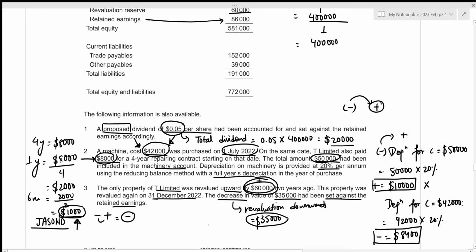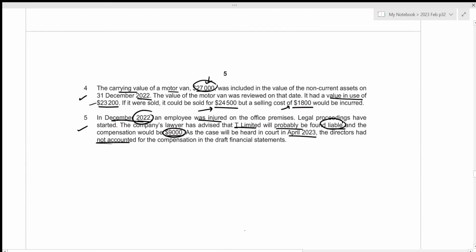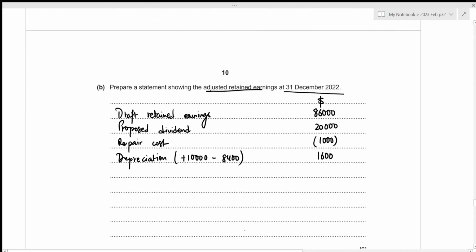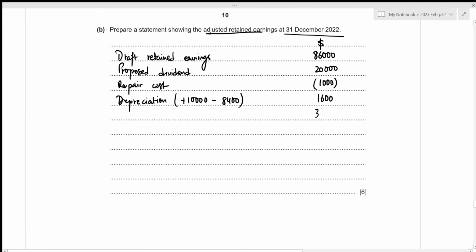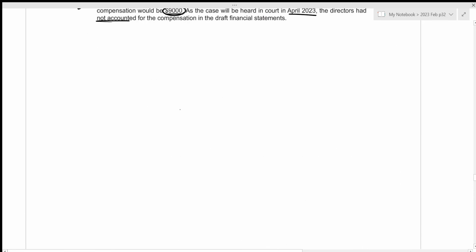So we need to reverse this error. So previously it had been subtracted. Now we just need to add this amount of 35,000. Let's write it down. So that's 35,000 for our revaluation loss. All right, this concludes our information 3 as well.